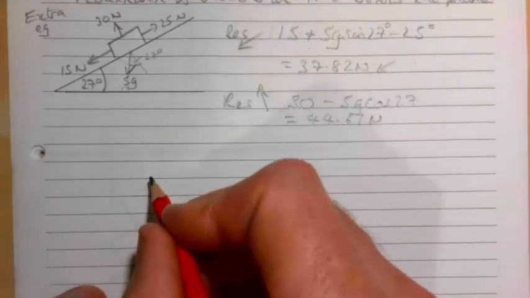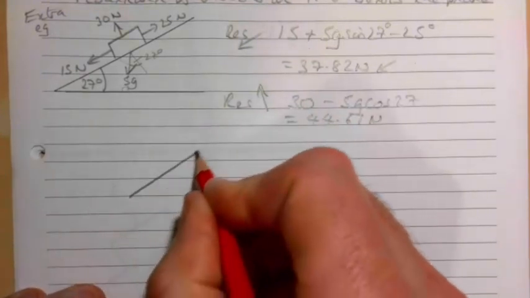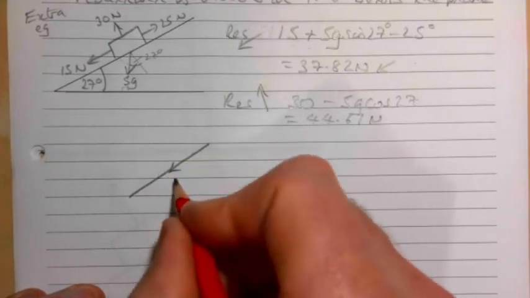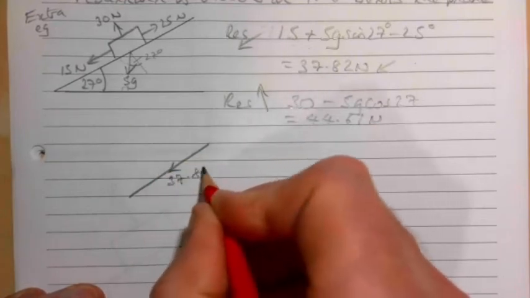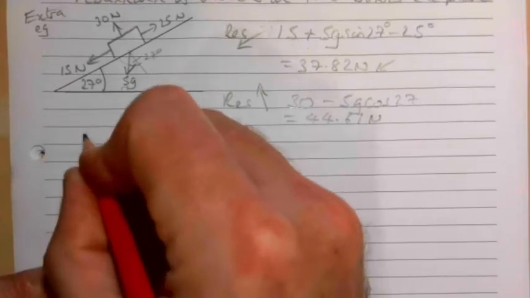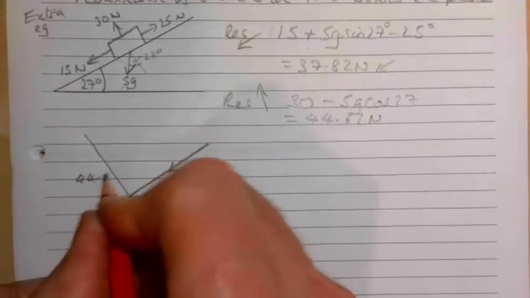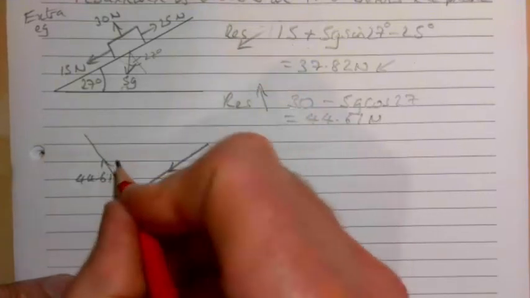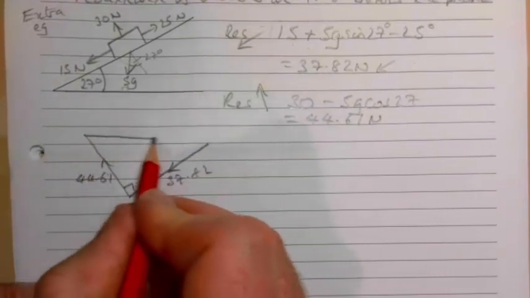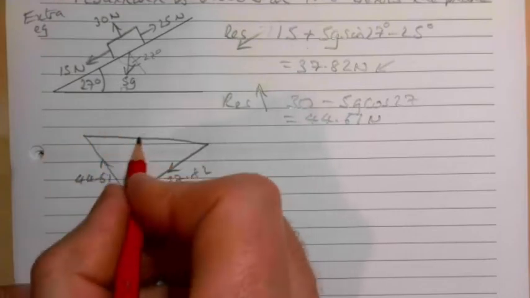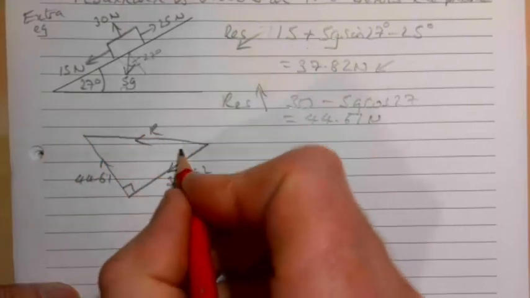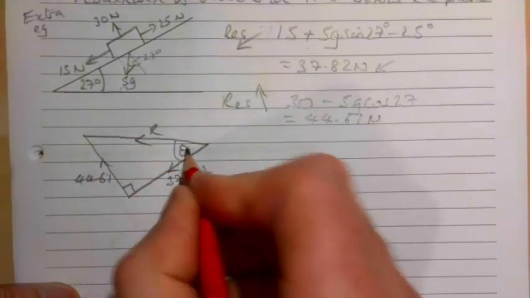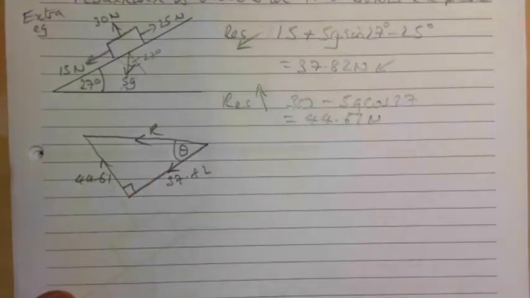So let's draw this one on. I have that one, which is the 37.82, and I have this one, which is a 44.61. That's my right angle. It was going that way. My resultant force goes from the start of the first to the end of the second, so it's going to be there. And the angle I'm looking for then, it's going to be like that, above the slope.